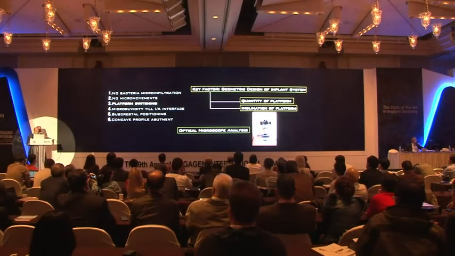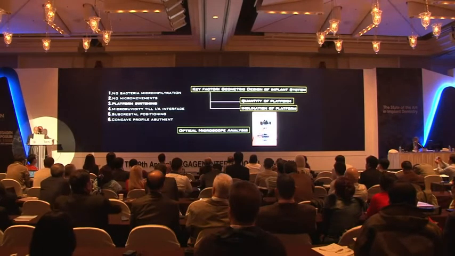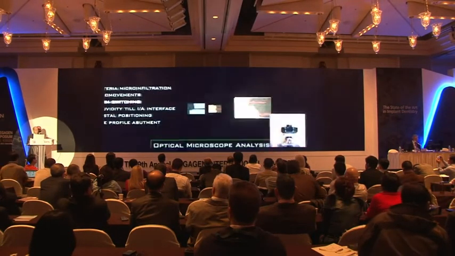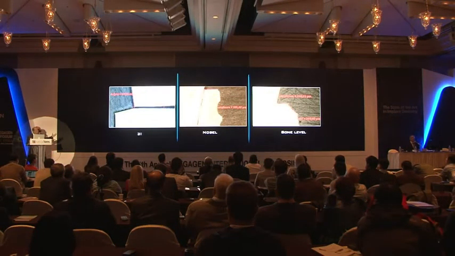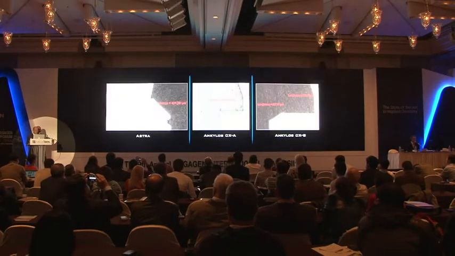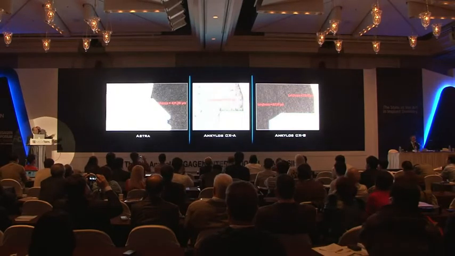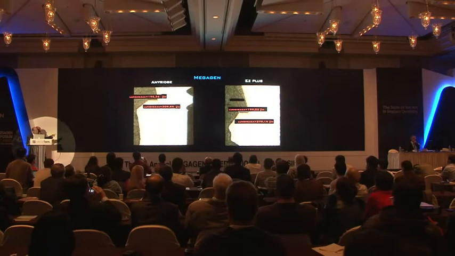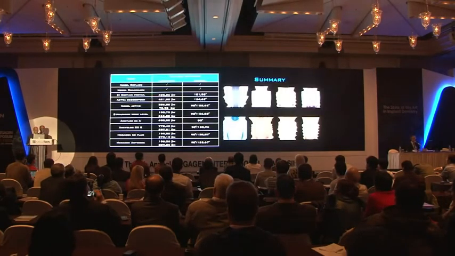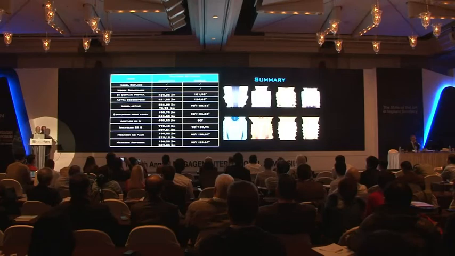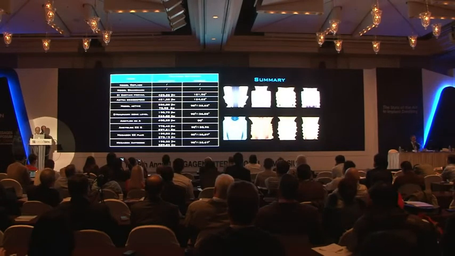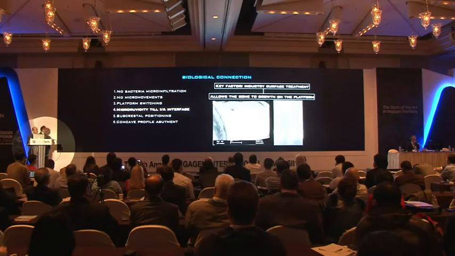With an optical analysis, we studied how different commercial systems have a different approach to realize a platform. We see different approaches to realize a platform switching: 3i, Nobel, with different length and different angle in the platform. Astra, Ankylos, EZ, Ridge. All the summary shows how different the platform can be in terms of length and angle. Different ways to probably reach the same results.